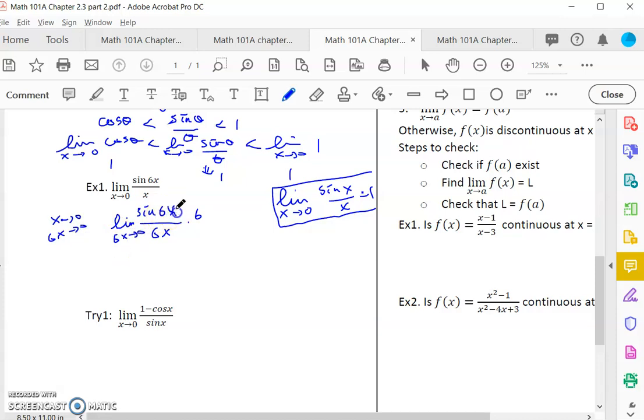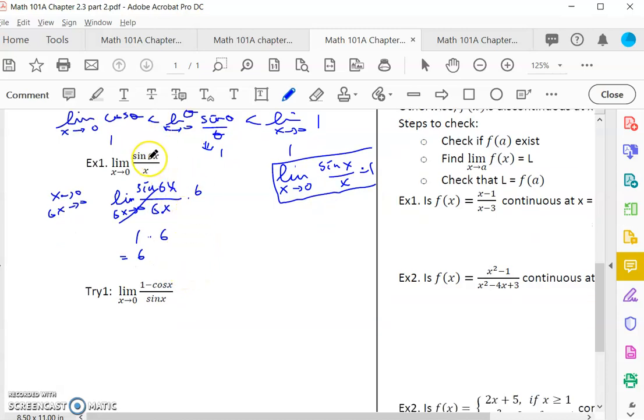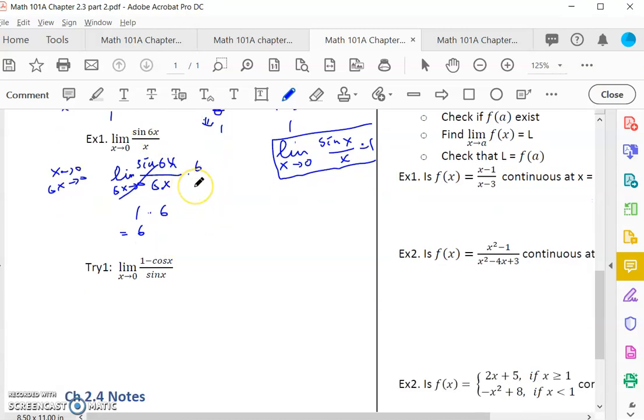So all these are the same: 6x, 6x, 6x. You can replace it with u, right? The limit as u approaches 0 of sine u over u. All of a sudden, this part becomes 1 because of the limit that we established. And then we have a 6 outside that we used for the equivalent fraction. So that's equal to 6. So you don't need to use sum and product rules, double angle, those things. Just change the parameter. And this one we'll do in class.